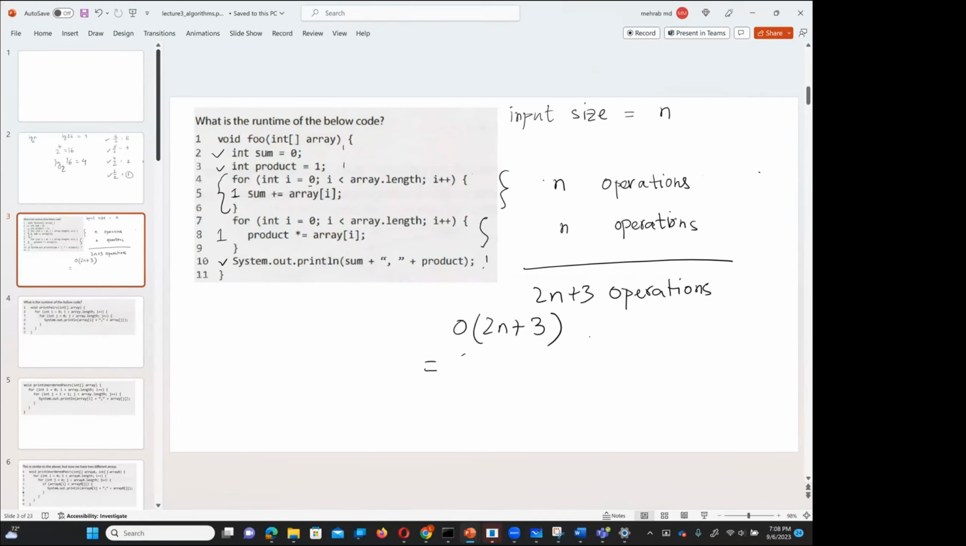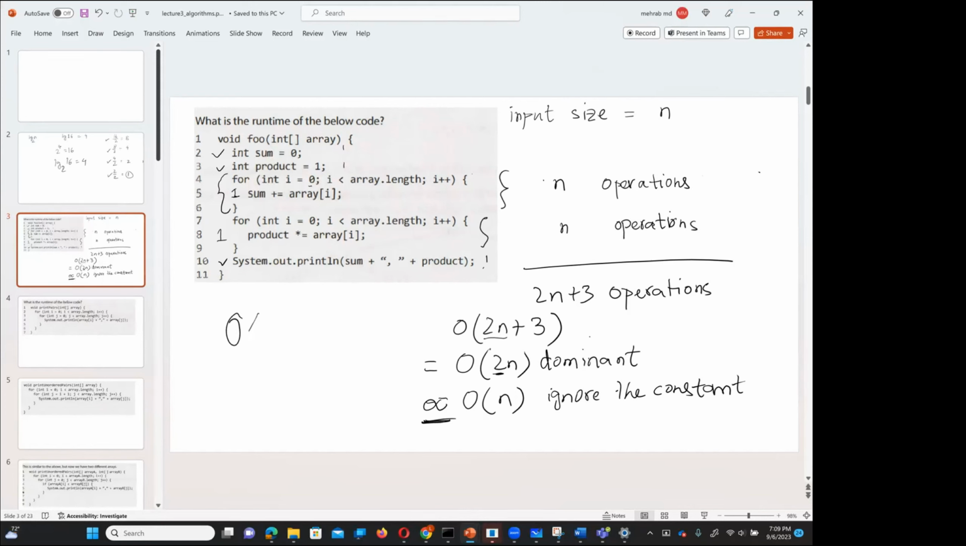We can write it as what? Order of 2n, right? Why? Can someone tell me why we can exclude the 3? Yes, it's constant. So 2n is the dominant term here. Then we can write it as order of n because we can ignore the constant. So the first reason was that 2n was the dominant term, and the second reason was that we can ignore the constant, because whatever is order of 2n is also proportional to n. So it's order of n. This algorithm is an order n, or big O of n, algorithm. Does it make sense to everyone?